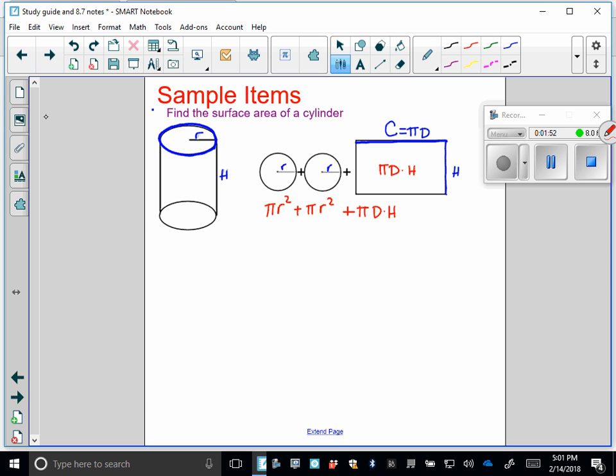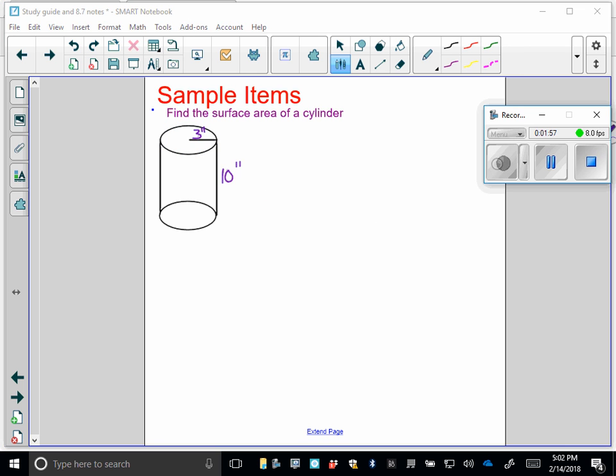I have a couple sample problems. Okay, so this is just your basic surface area of a cylinder problem. We have two circles. Each circle has a radius of 3. I know that the distance around one circle is the circumference. That's pi times the diameter. Since the radius is 3, the diameter is 6. So 6 pi is the circumference.